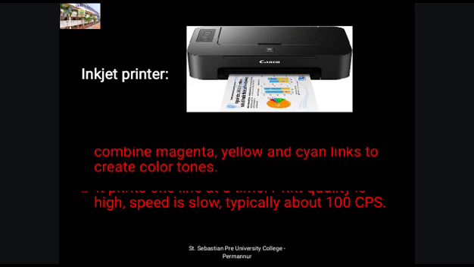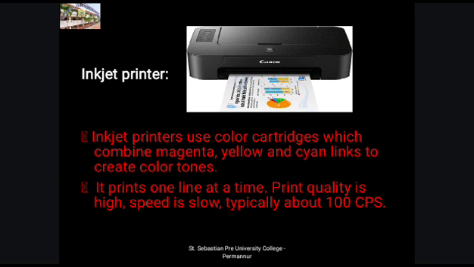Inkjet printer. Inkjet printers use a color cartridge which combines magenta, yellow and cyan inks to create colored tones. It prints one line at a time. Print quality is high. Speed is slow, typically about 100 characters per second.